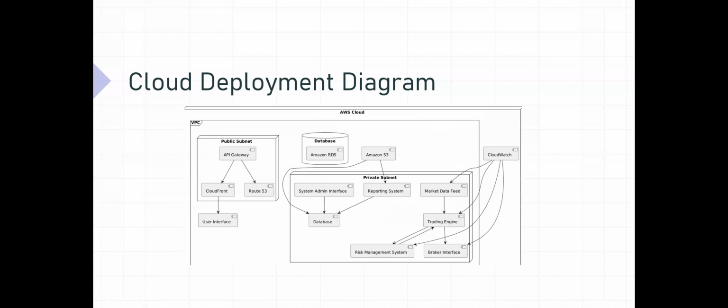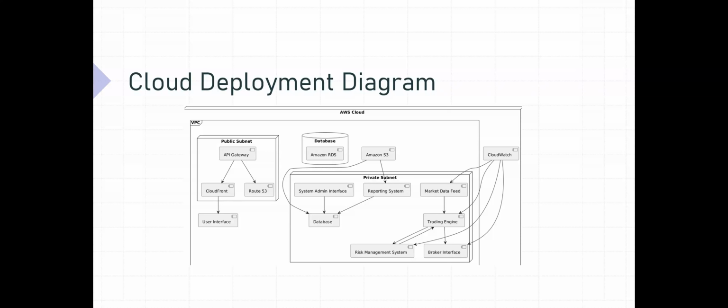So for cloud deployment, some of the key AWS services used here would be the Amazon S3, which is the object storage for storing large data sets. The Amazon API Gateway, a managed service for creating and managing APIs, facilitating communication between the UI, trading engine, and other services.